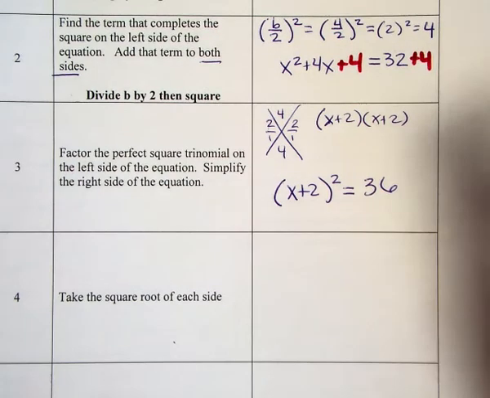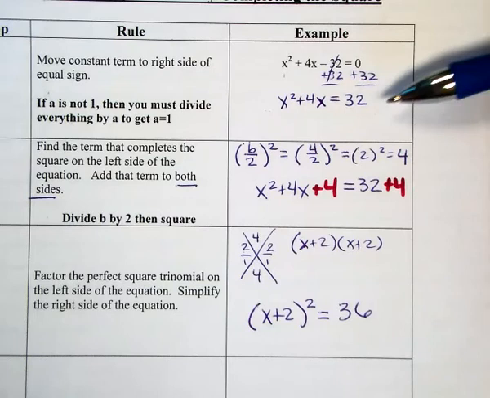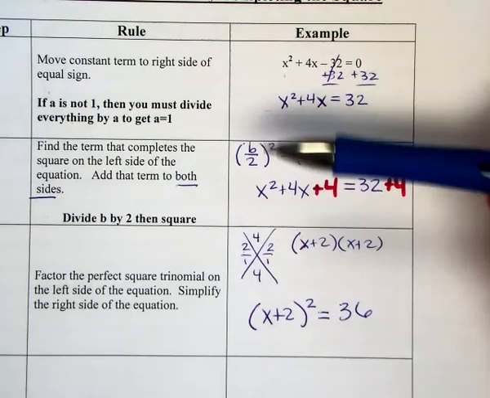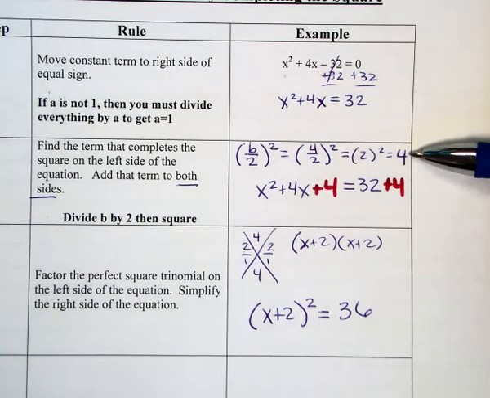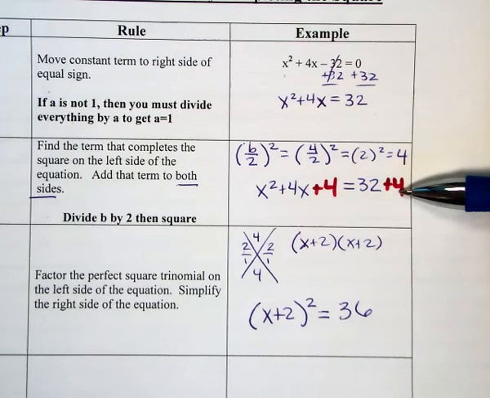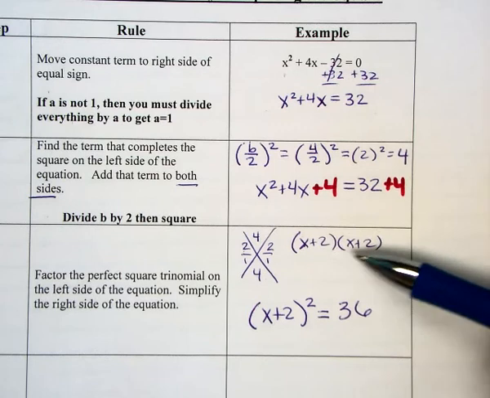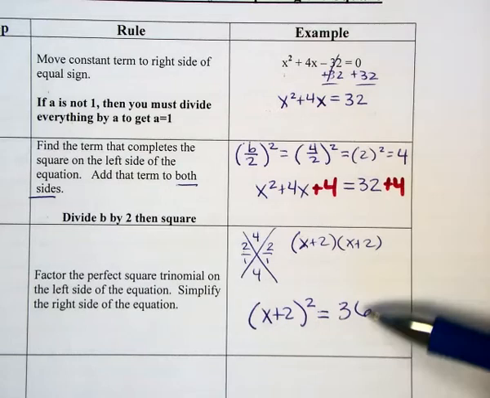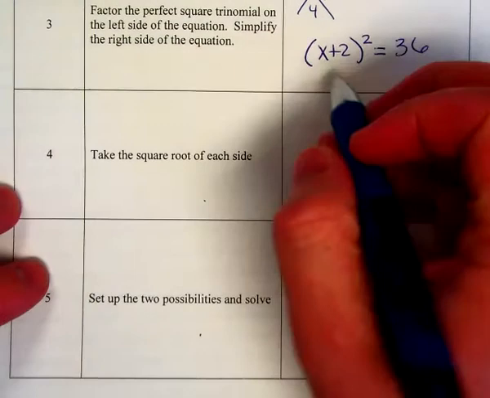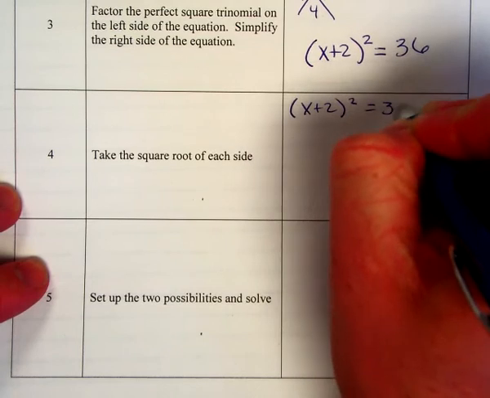So let's recap what we've done so far before we get to the easy part. We moved the constant over so that it equals 32. We did b divided by 2. We squared it to get 4 and added that to both sides. X method on the left to get our x plus 2 squared. Add them up on the right. 32 and 4 is 36. Let's do the easy part now. I want you to rewrite the equation we just created. X plus 2 squared equals 36.